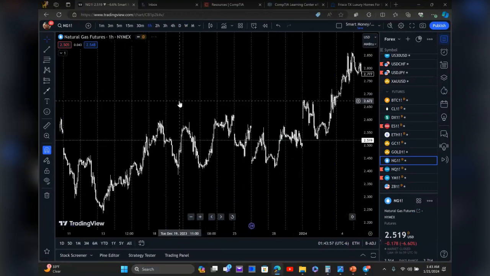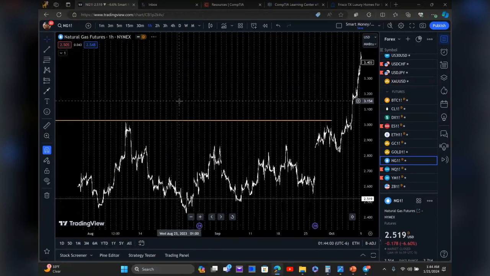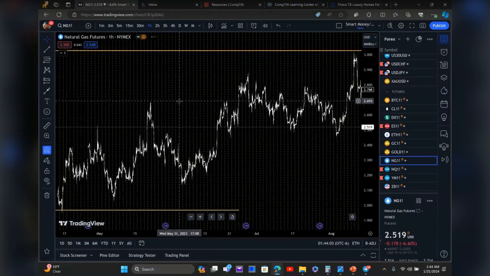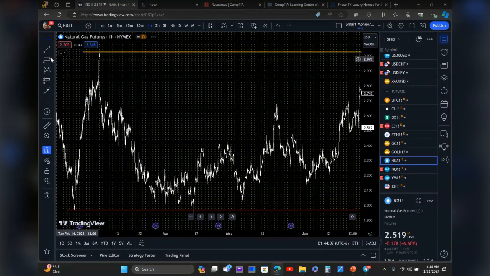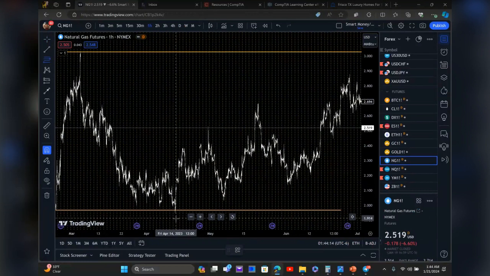All right, now let's see. I gotta scroll all the way back over here. All the way back, all the way. All right. I'll put my fibs from here. Let's say we put it here. Oh, it shot way past that. But this is probably where I would have put it, right there. And it's in natural gas futures.